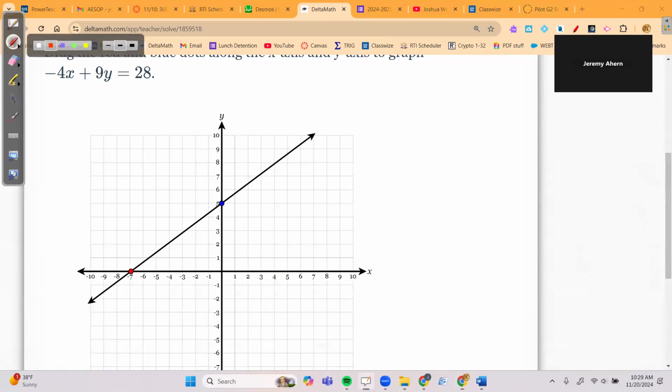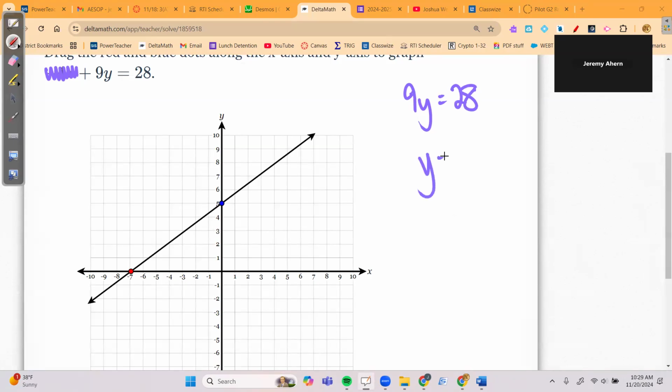So for the y-intercept, if I get rid of the x, the equation says 9y equals 28. What happens when you divide 28 by 9? It comes out as a not nice thing, right? So we think of it as y equals, how many times does 9 go into 28? 3, with how many ninths left over? 1.